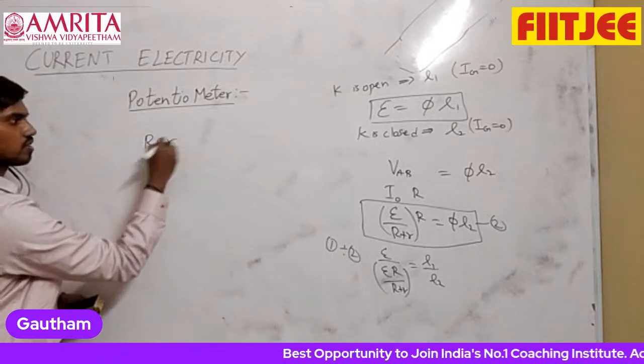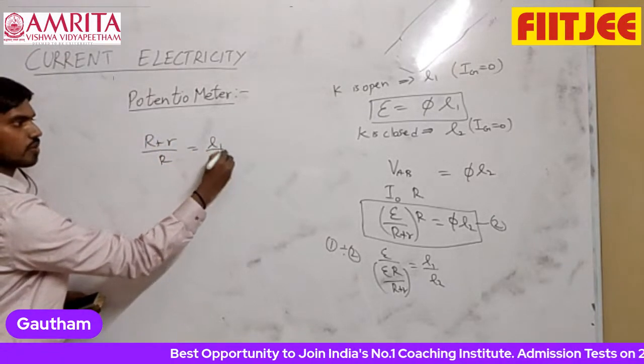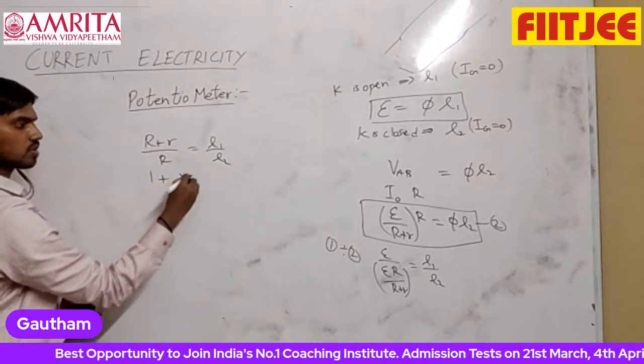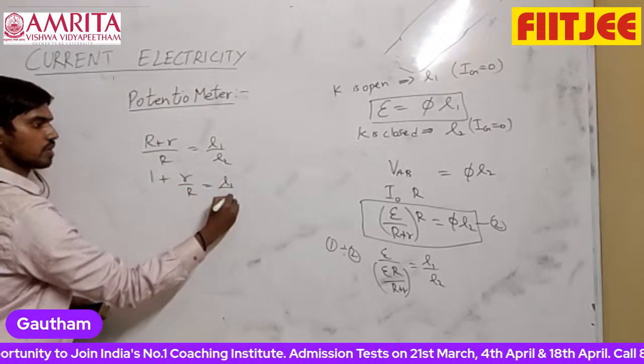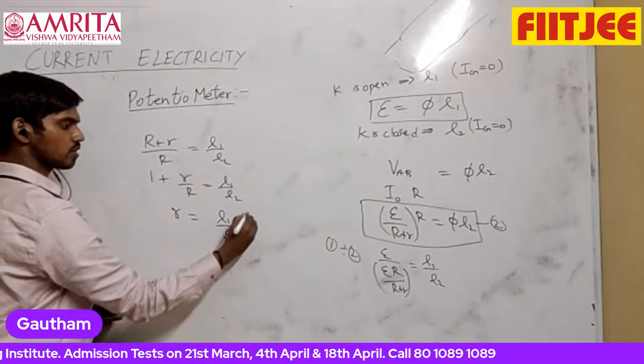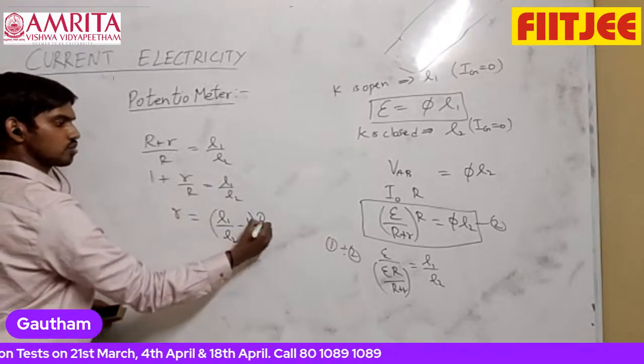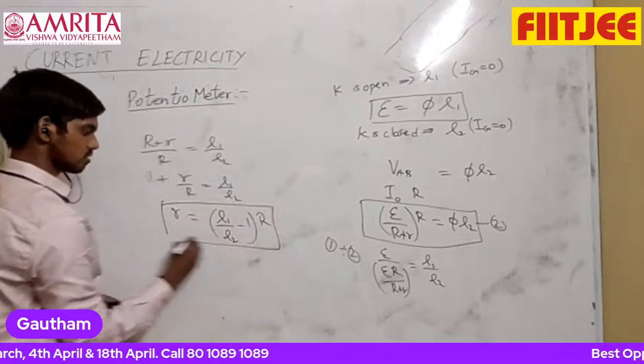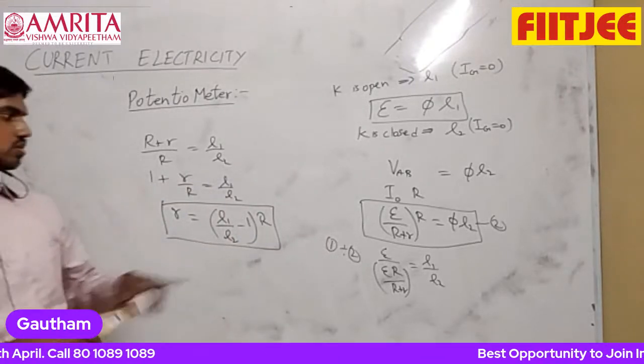1 plus R by R equals L1 by L2. So R by capital R is L1 by L2 minus 1. So multiplying by capital R will give you the internal resistance. I know what the known resistance is.